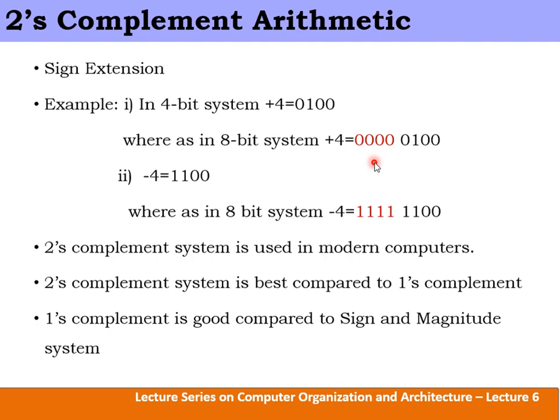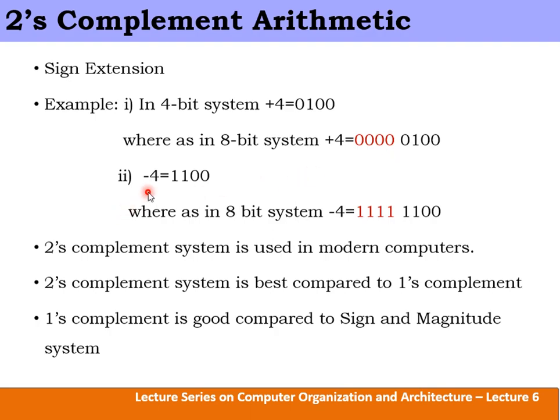We are just going to copy the sign bit to the remaining positions, so it is extended. We extend by copying the same bit, so in total it becomes 8 bits. The numbers indicated in red color are the sign extended values.